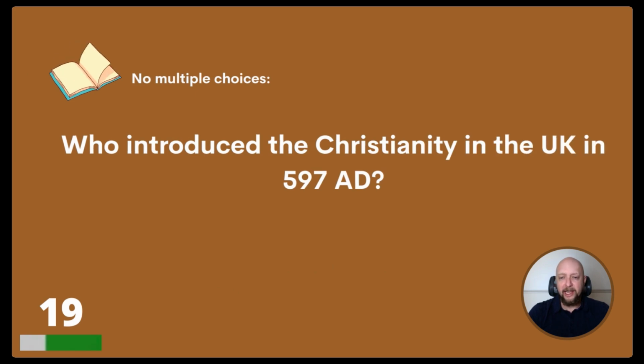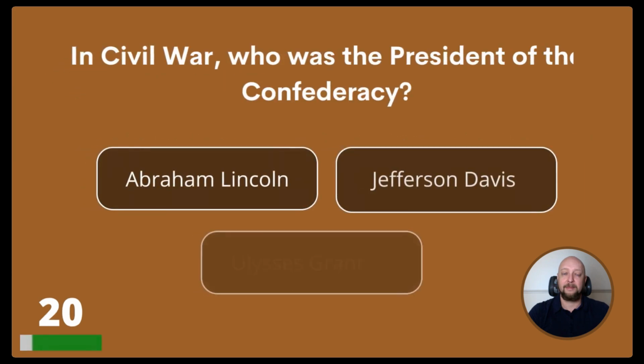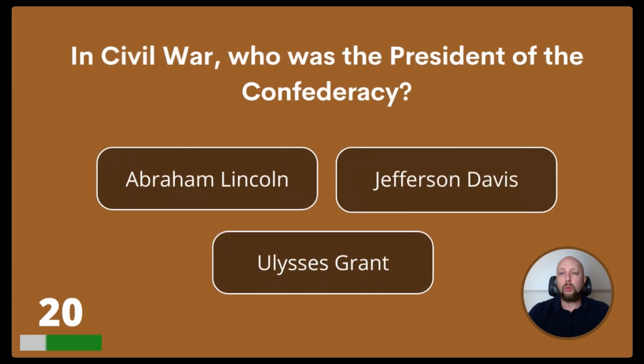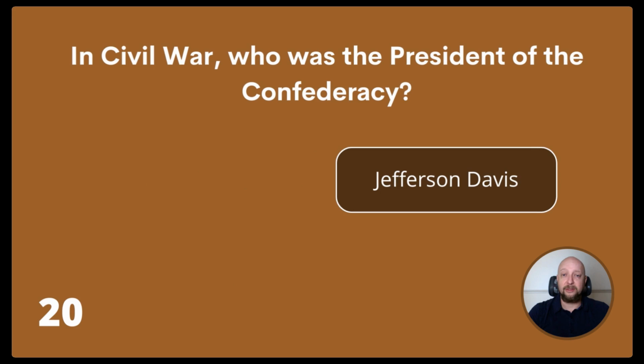Who introduced Christianity in the UK in 597 AD? The answer is St. Augustine. In the Civil War, who was the president of the Confederacy? Was it Abraham Lincoln, Jefferson Davis, or Ulysses Grant? The answer is Jefferson Davis.